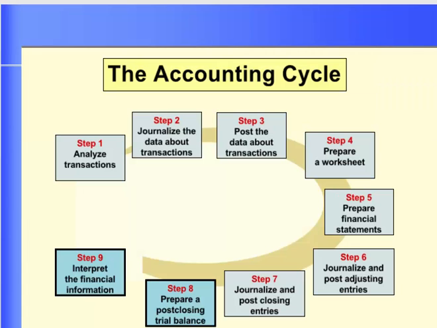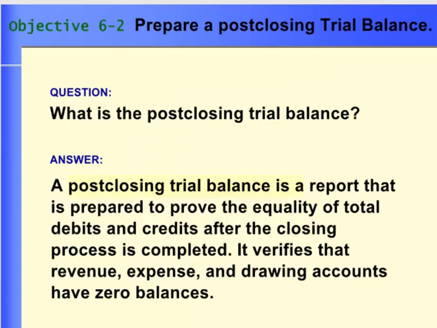We need to prepare another trial balance, called the post-closing trial balance. Step 8 is to prepare a post-closing trial balance, and Step 9 is to interpret the financial information. The post-closing trial balance is prepared after the closing process. It contains only the permanent accounts which were not closed at the end of the period. It proves that debits still equal credits and that all temporary accounts were closed to zero.